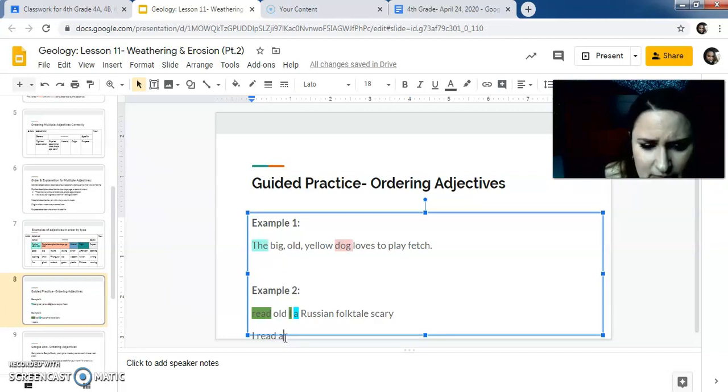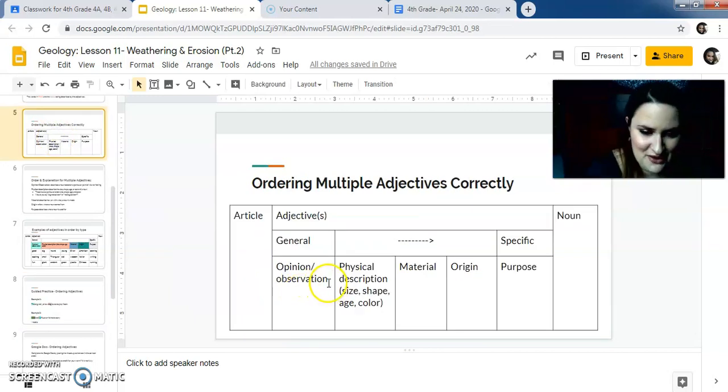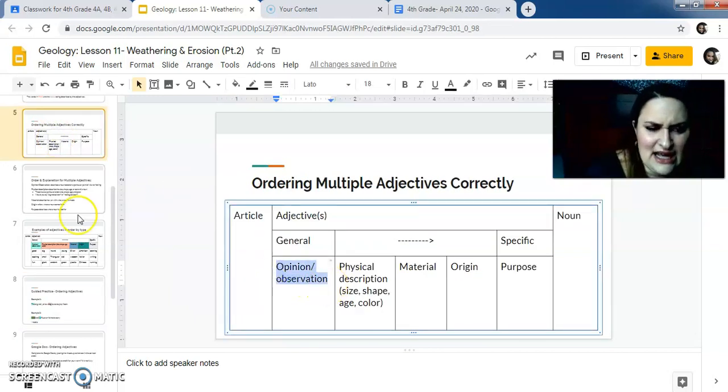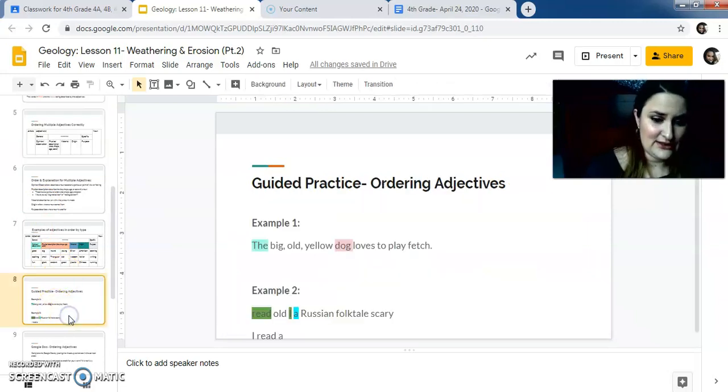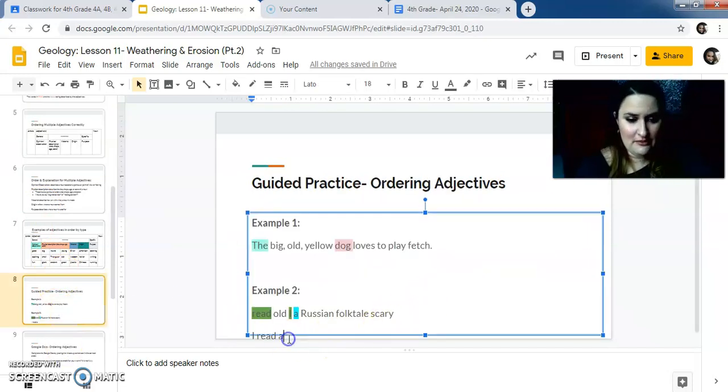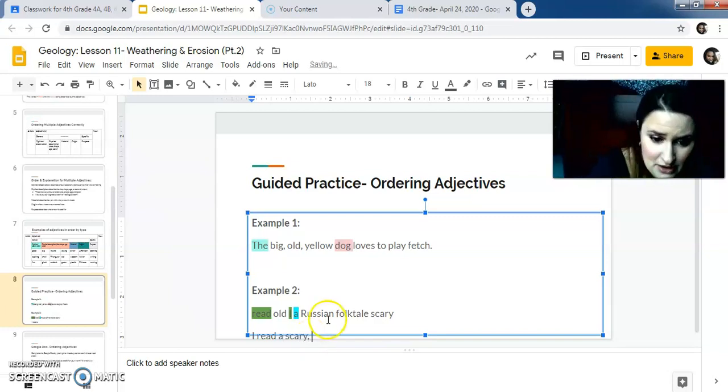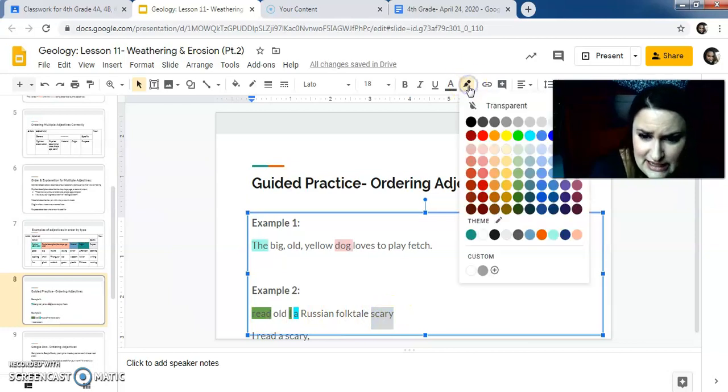So the first word would be an opinion word, right? So our order is an opinion word, so you have to really think about this. And in this instance, scary is an opinion, because scary, what's scary to me might be not scary to you. What's scary to you might not be scary to me. So the very first adjective is going to be scary. So I read a scary, comma. So I'm going to get rid of scary. I'm just going to highlight it because I used it.